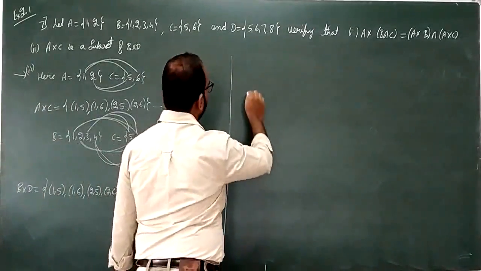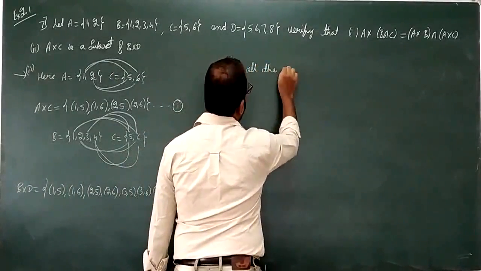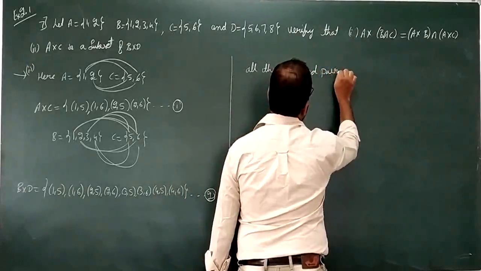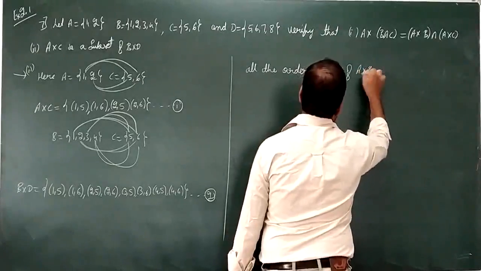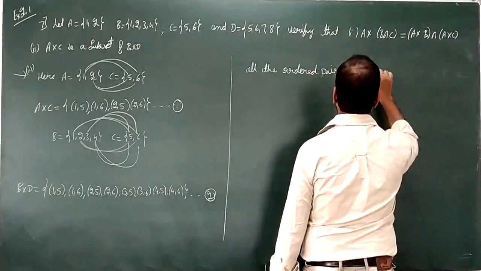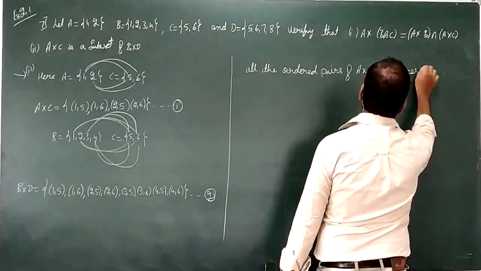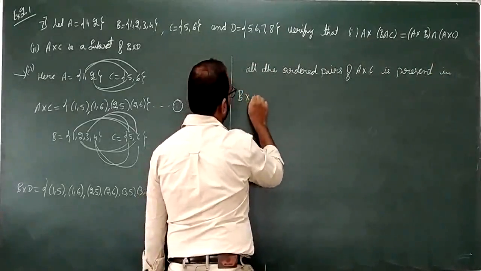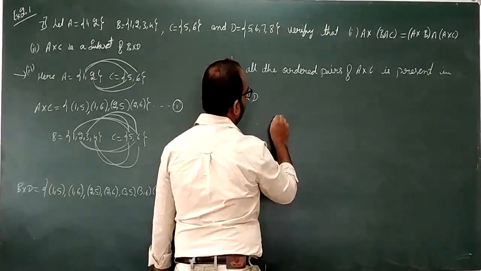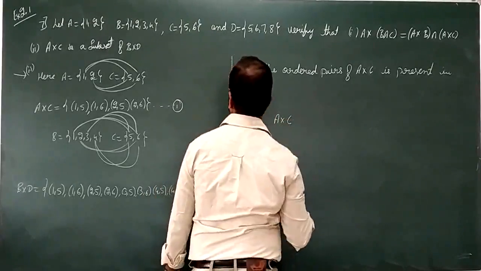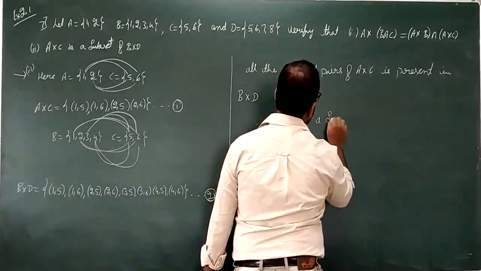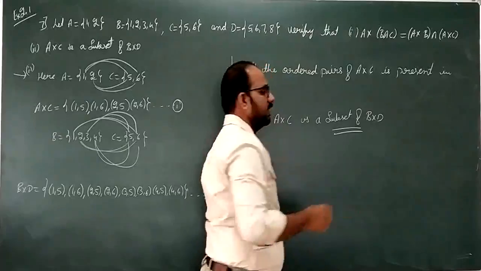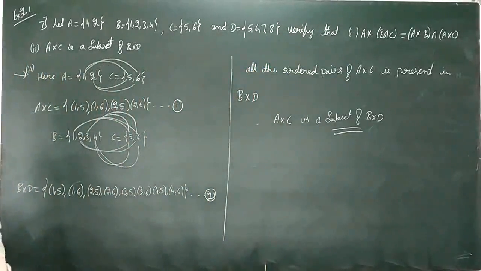Now write down: all the ordered pairs of the Cartesian product of A and C are present in the Cartesian product of B and C. Therefore the Cartesian product of A and C is a subset of the Cartesian product of B and C. This is the solution for your question number 7. Okay, write down.